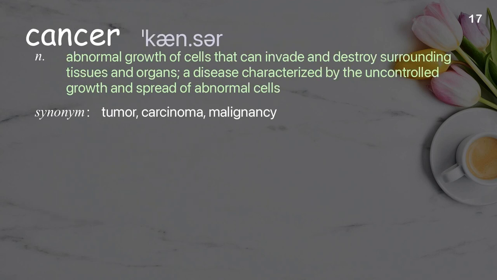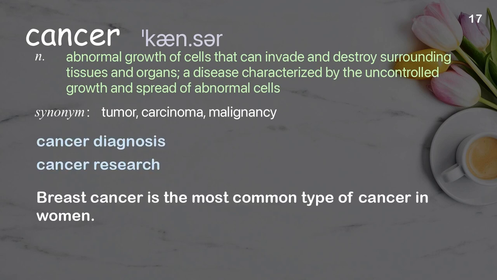Cancer. Abnormal growth of cells that can invade and destroy surrounding tissues and organs. A disease characterized by the uncontrolled growth and spread of abnormal cells. Examples. Cancer diagnosis. Cancer research. Breast cancer is the most common type of cancer in women.